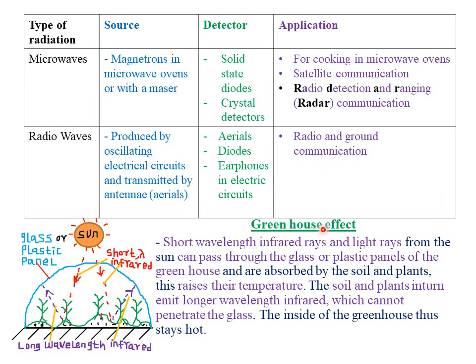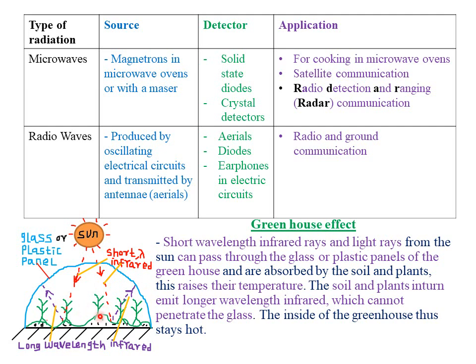Then we also look at the greenhouse effect. This is how the greenhouse effect takes place. This is our glass or plastic panel, and we have the sun, which is the source of the infrared rays. Short wavelength infrared rays and light rays from the sun can easily pass through the glass or plastic panel of the greenhouse.